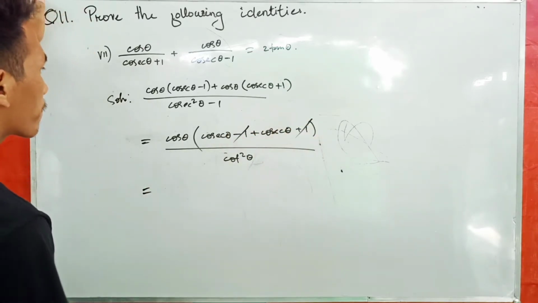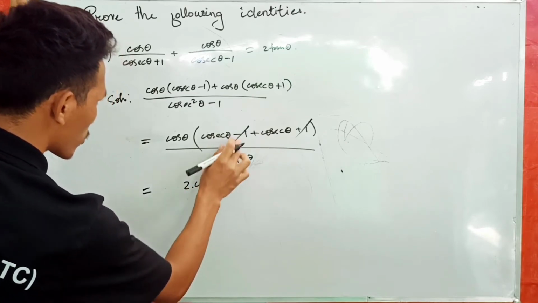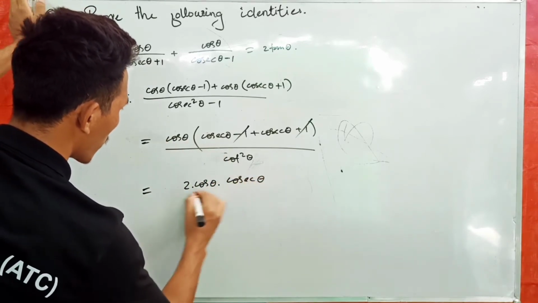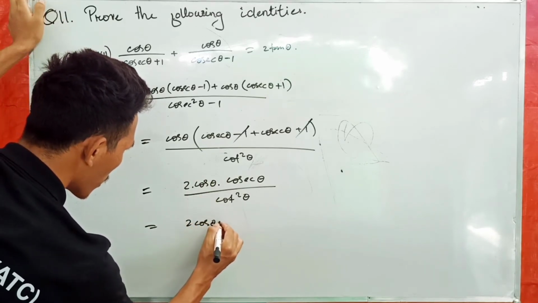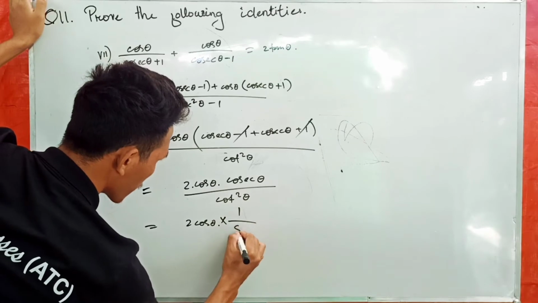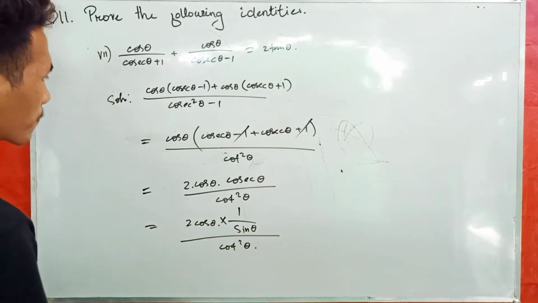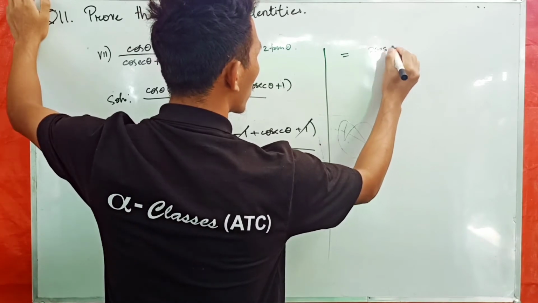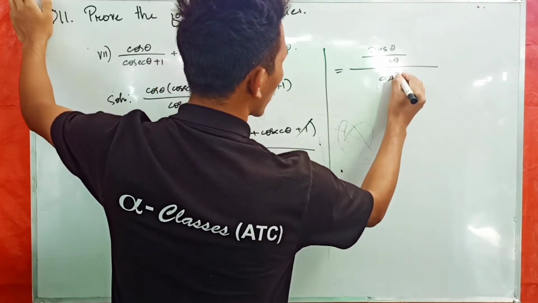Minus plus can cancel. This is 2 times 1 plus 1 means 2. So 2, okay, we can keep cosec also. Let's keep cos theta into cosec theta divided by cot square theta. Now we cannot take common, so let us write this one: 2 cosec theta into cosec theta means reciprocal of 1 by sin theta, divided by cot square theta. Now 2 cos theta into 1 is 2 cos theta by sin theta divided by cot square theta.